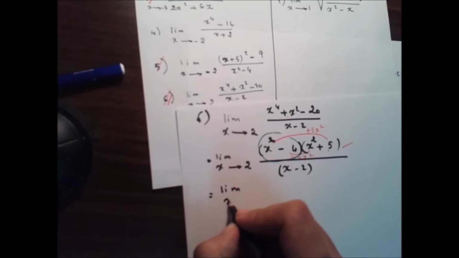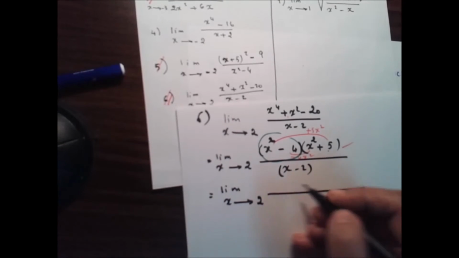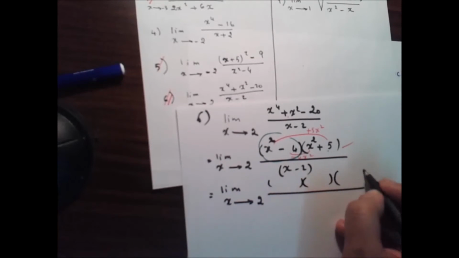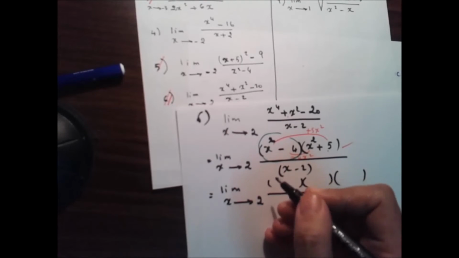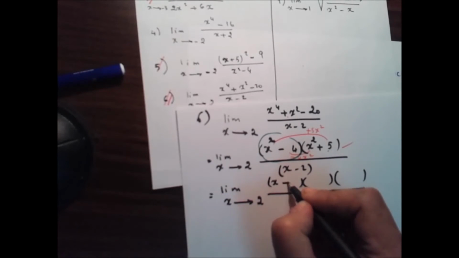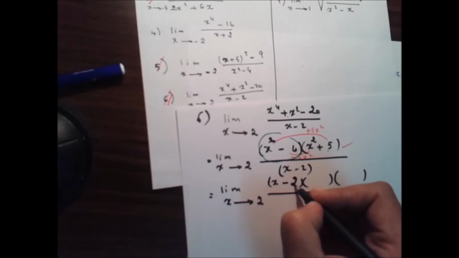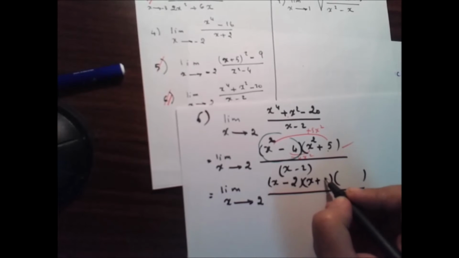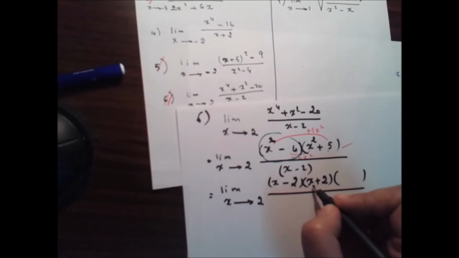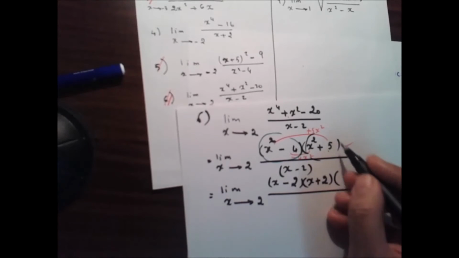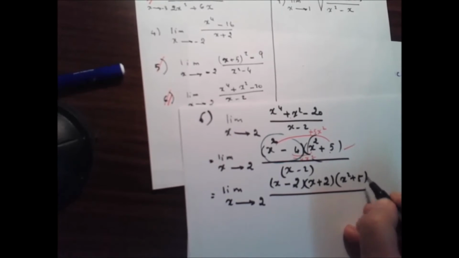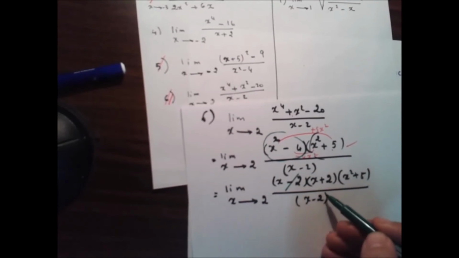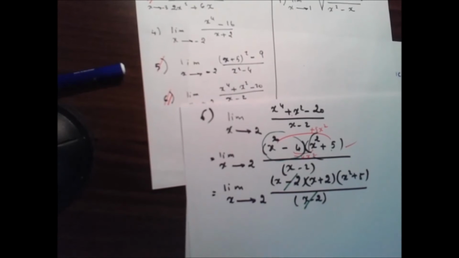So the limit as x tends to 2 of the difference of 2 squares. Take the square root of the first: square root of x squared to be x, minus the square root of the second, square root of 4 to be 2. And here we have the same thing but with plus. So x minus 2 times x plus 2. This one we keep as it is: x squared plus 5, and down we have x minus 2. Now we can simplify this with this.